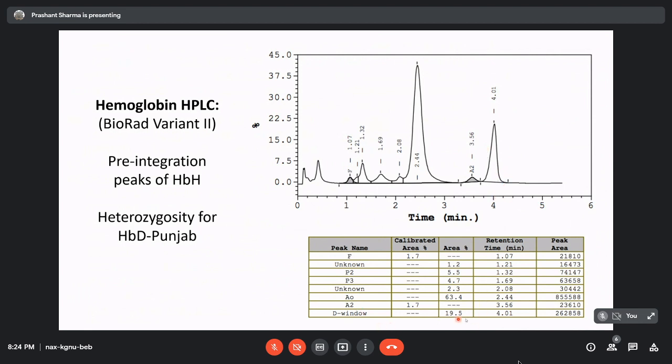There was a D window peak. The percentage is reduced. It's just about 20% in him because he had been transfused sometime back. Okay, so these were the abnormal peaks. So we're looking at an HbH disease, but one that's getting diagnosed at 60 years of age. And this is Hb D Punjab.